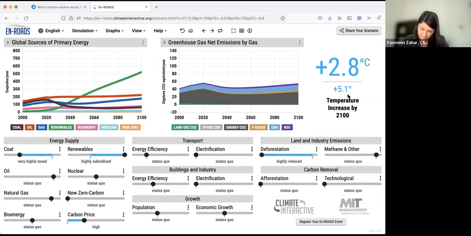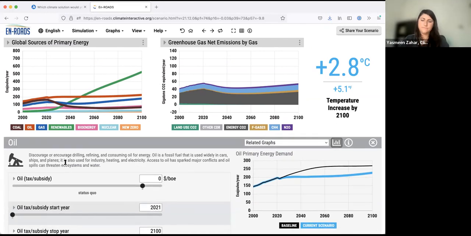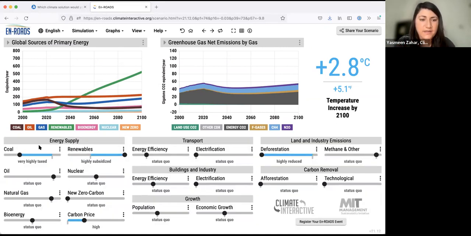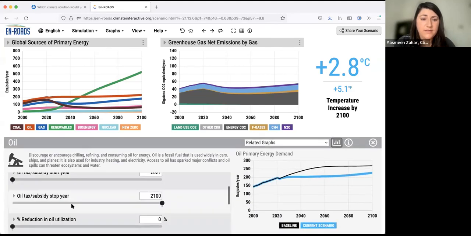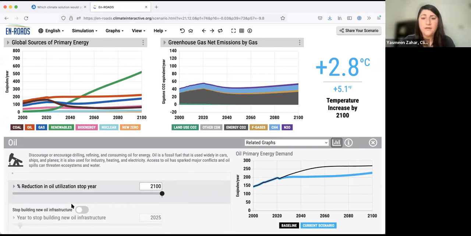So we are going to start with stopping infrastructure for oil here. When we're talking about different policies and actions, we are talking about different ways to do that. One of those ways is making it more expensive, which is what this main slider does. But there are other ways. Someone suggested in the chat, what if we just prevented new infrastructure from being built entirely, which would force that red line here to come down.